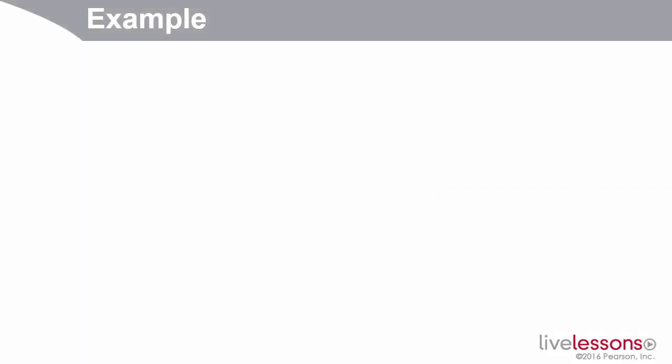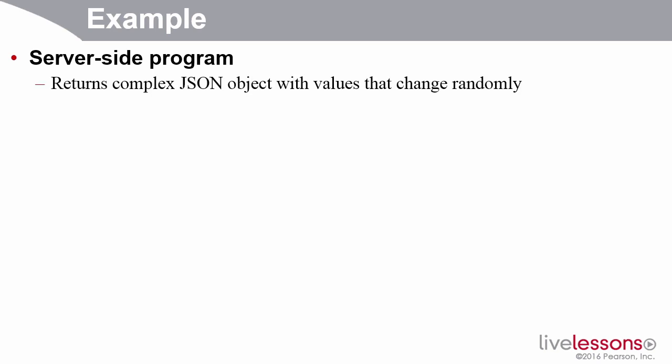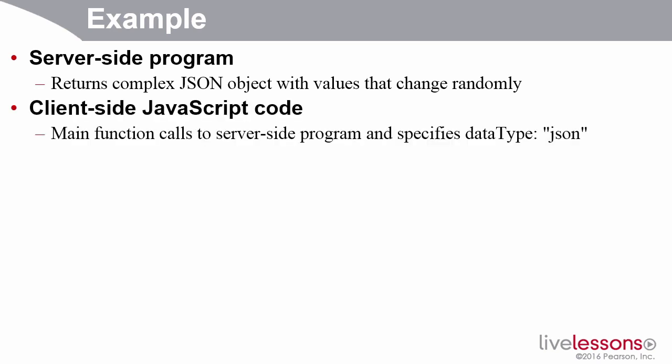All right, let's apply these ideas to a real working example. So we need a server-side program. And in this case, I have a server-side program that returns a pretty complicated JSON object. And not only is the object pretty complicated, but the values are randomized so that every time you call the server-side program, you get different values for the various properties of that object. Then the client-side JavaScript code will call to that server-side program and specify data type JSON.